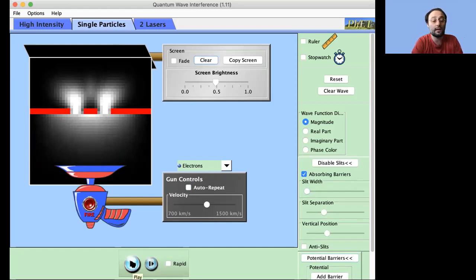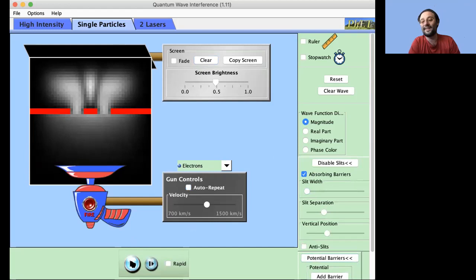And so you can make a prediction: where am I most likely to catch an electron? I'm about to catch an electron. Well, it's probably going to be here or in the center. But it's a little bit less likely to be here or here, and very unlikely to be here or here. Let's see how it works out.